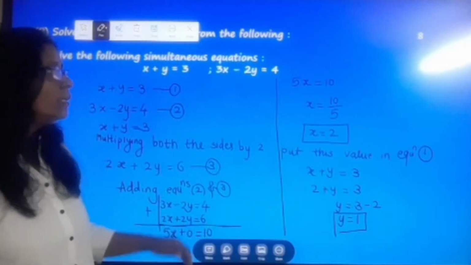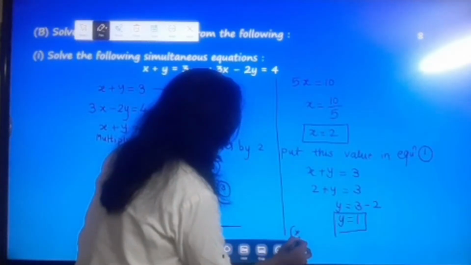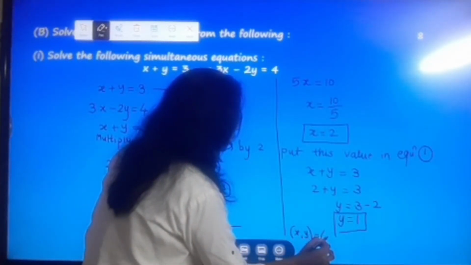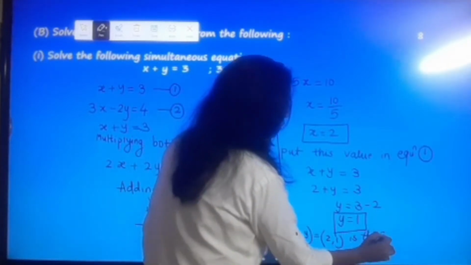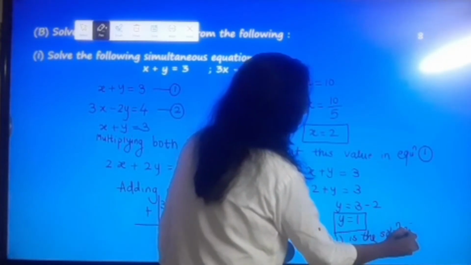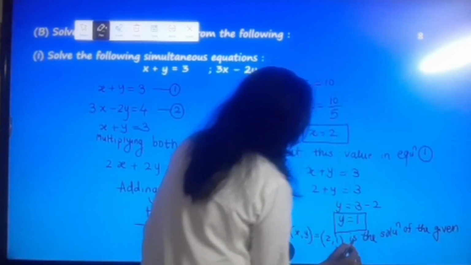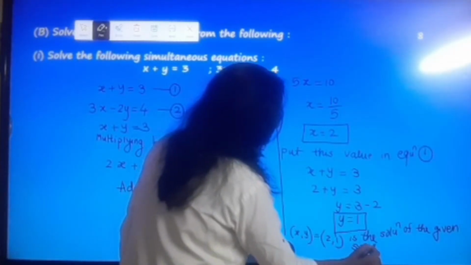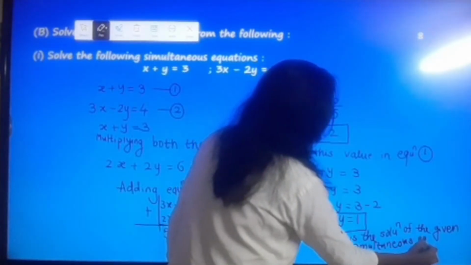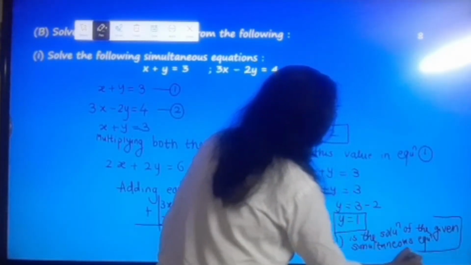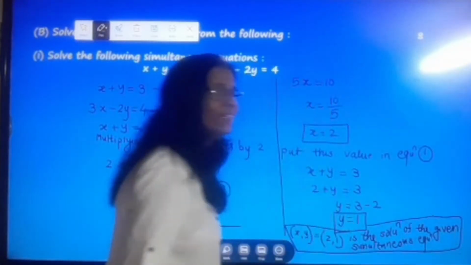Okay students, the last step is very important, that we have to write down (x, y) is equal to (2, 1) is the solution of the given simultaneous equations. Okay students, this is our final answer.